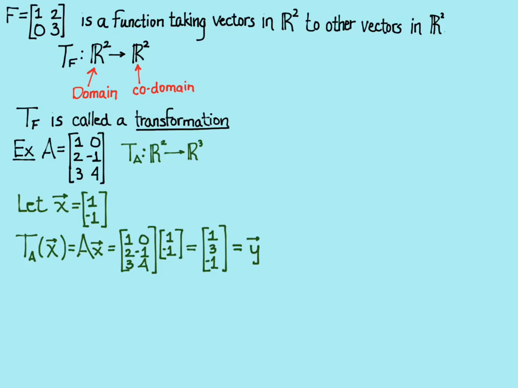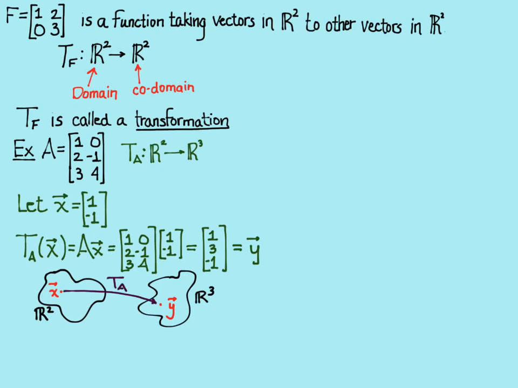Notice that the vector that we started with was a two-dimensional vector, so that lived in R2, and the vector that we ended with is a three-dimensional vector, so that's in R3. And so we can view this as something that takes the vector x in R2 to the vector y in R3, and we're calling this function T sub A. Just to give us more vocabulary, we call y the image of x under the function T sub A. We call it the image because it is the thing that's being looked at when we plug in x.